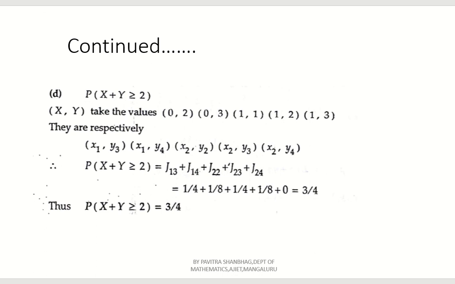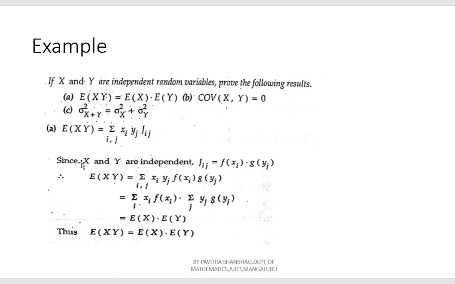Now next let us move to the last one, sums under joint probability. So here all varieties of problems we have done. Okay. See here, if x and y are independent random variables, prove the following results. First one, E of xy equal to Ex into Ey. Next, covariance of xy equal to 0 and variance of x plus y equal to variance of x plus variance of y. So what is E of xy?